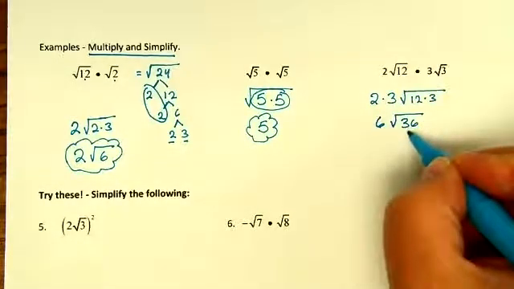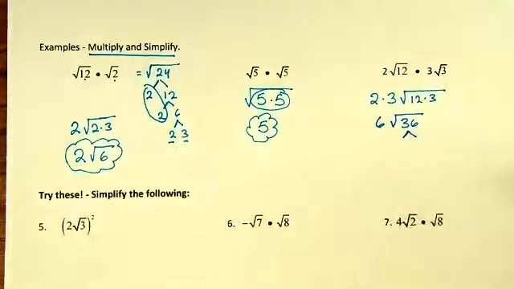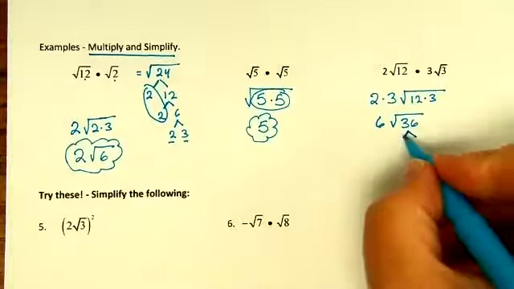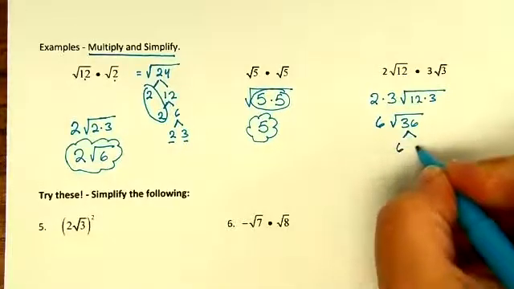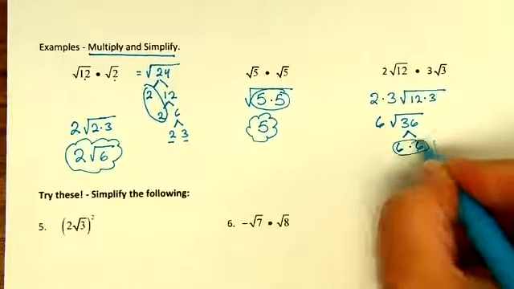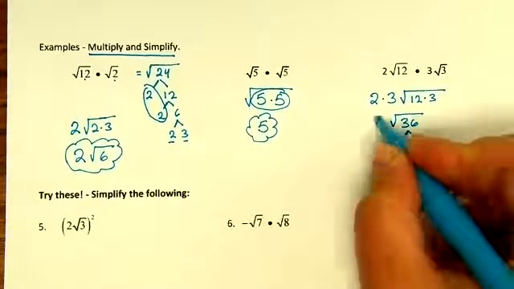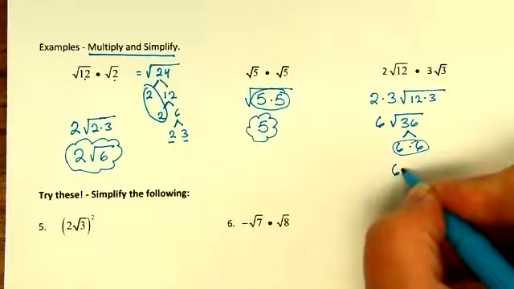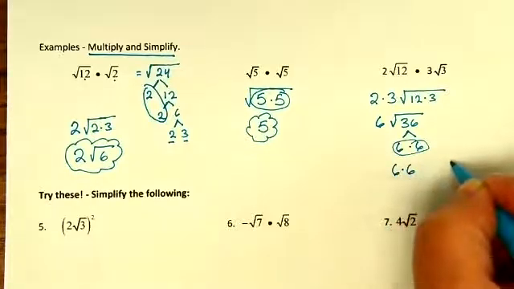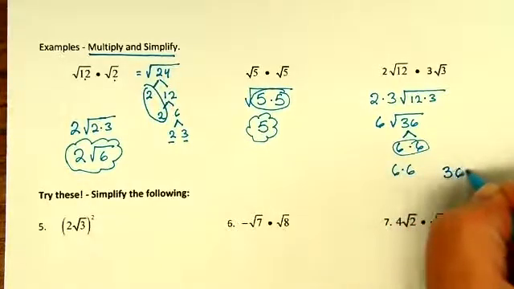And you should recognize 36 as a square number. So you would go ahead and say, okay, well, 36 is made up of 6 times 6, and that is a pair. So that pair can actually go outside of the radical. So you end up with 6 times 6, and your final answer is 36.